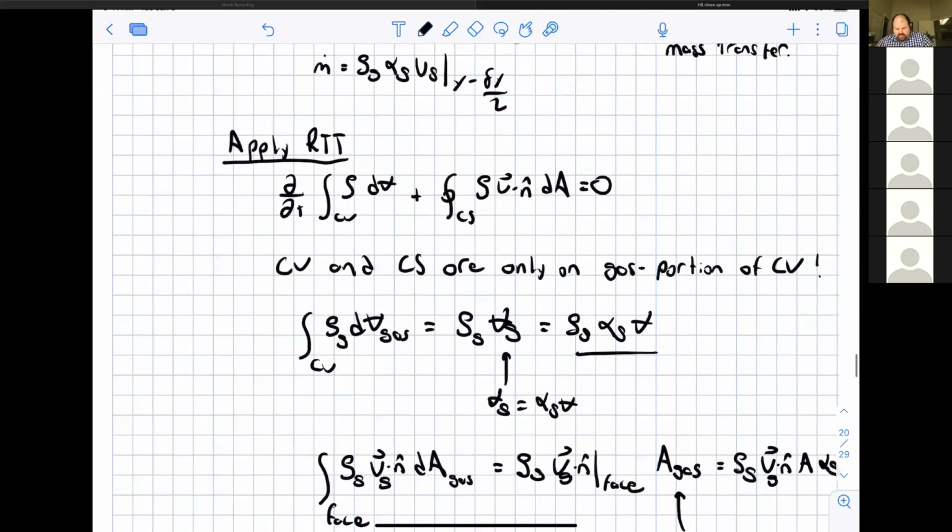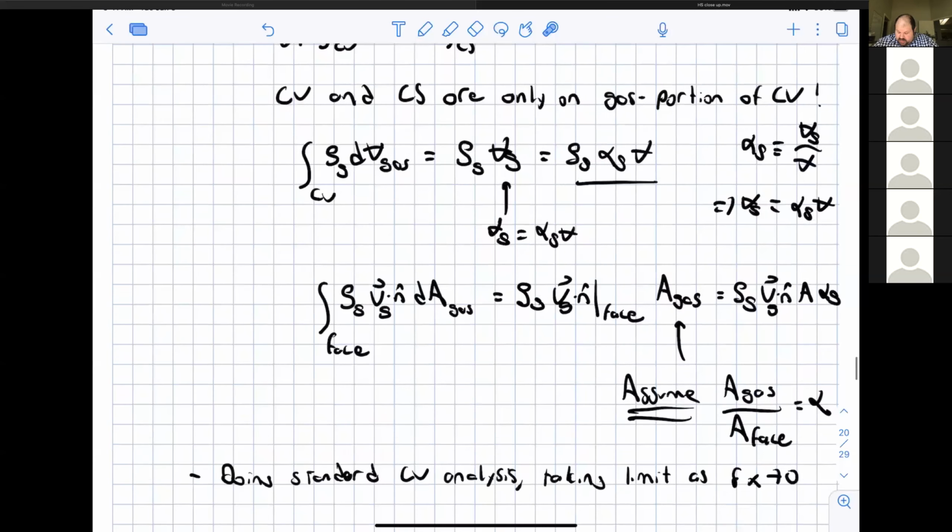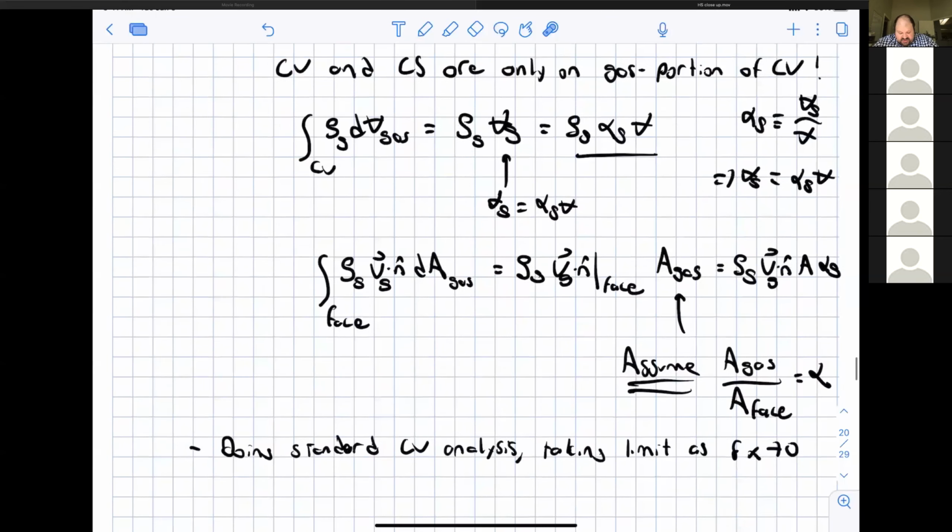Well, recall that alpha g is defined to be Vg over V. So this means that Vg equals alpha g times V. And so this integral just becomes the gas phase density times the volume fraction times the total volume in our control volume. Okay. And so then we got these edge terms here.